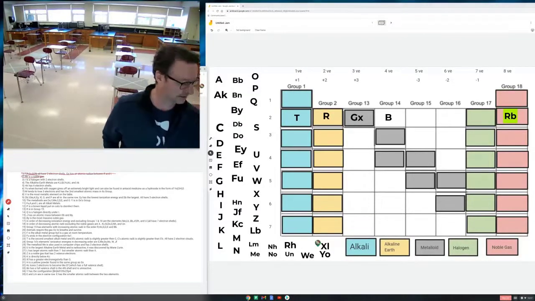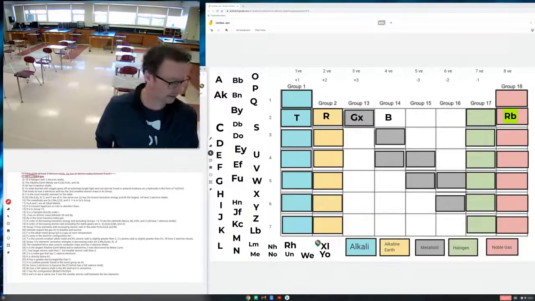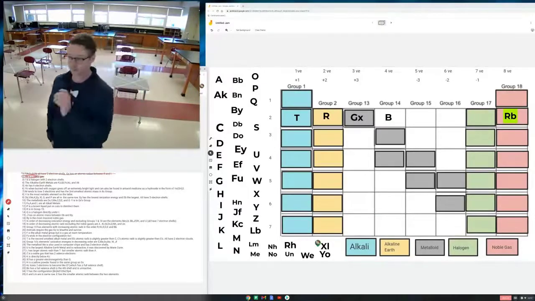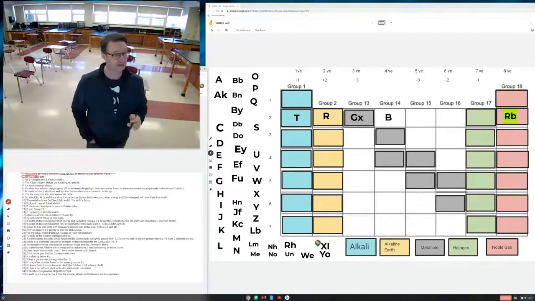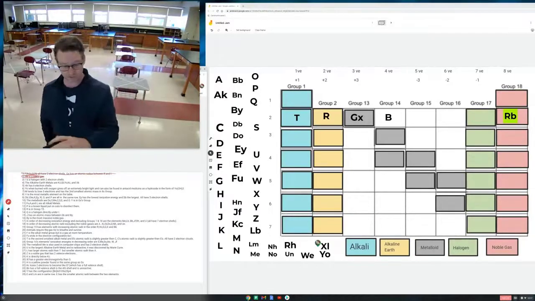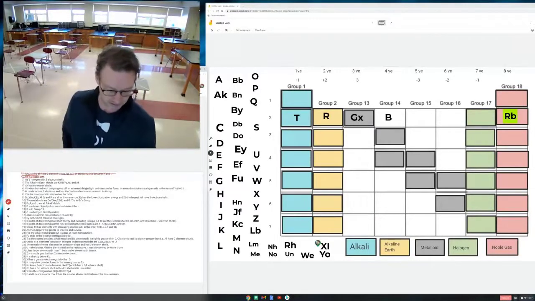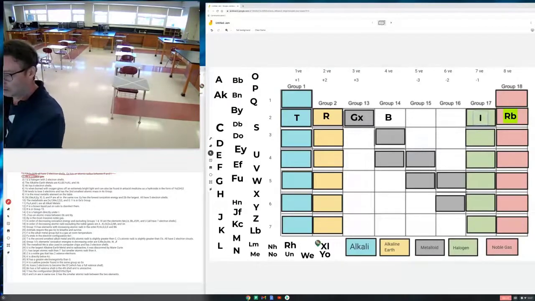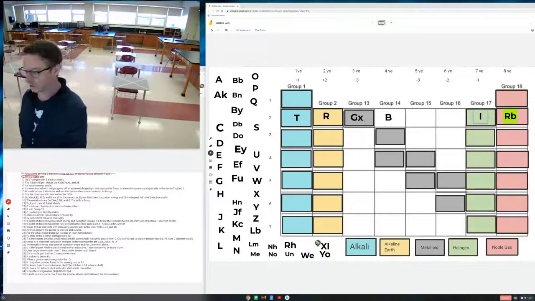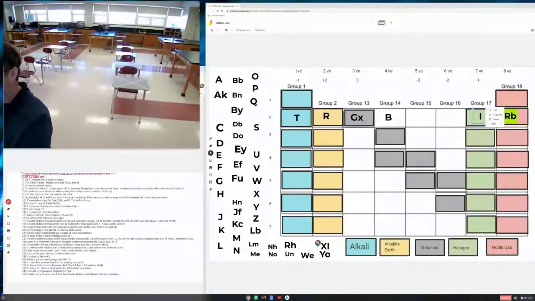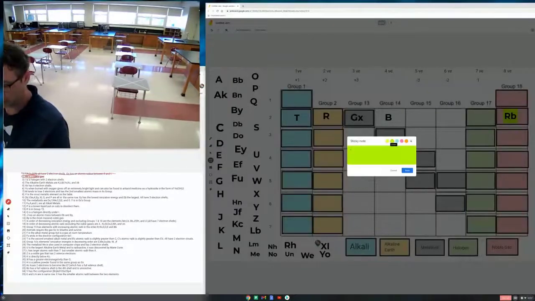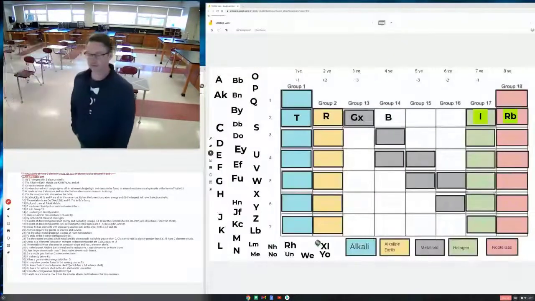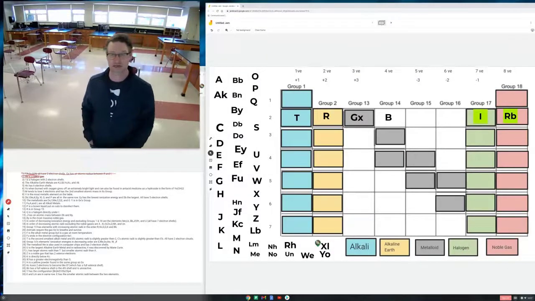Number 3 says element I is a halogen. Okay, halogens are in group 17 with 2 electron shells. So we're in that same row still. We're still in the second row, but now we have element I. Group 17 is the halogens, and it has 2 electron shells, so there's no other place it can go. So that one clue gave us the exact spot that element I has to go.